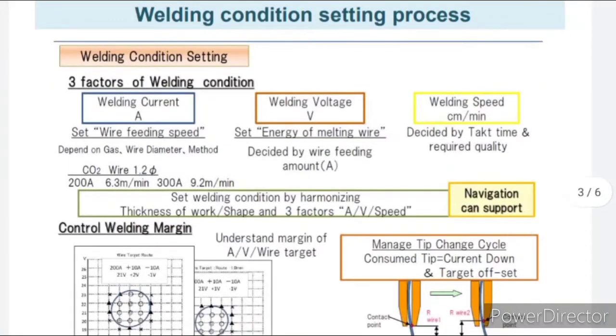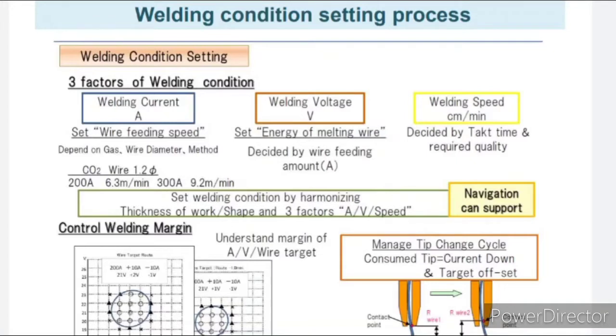In the welding condition setting process, there are 3 factors of welding condition. Friends, we already discussed this earlier. First of all, welding current, welding voltage, and welding speed. Welding speed is measured in two systems, one is centimeter per minute or mm per second. Mostly we are taking centimeter per minute.